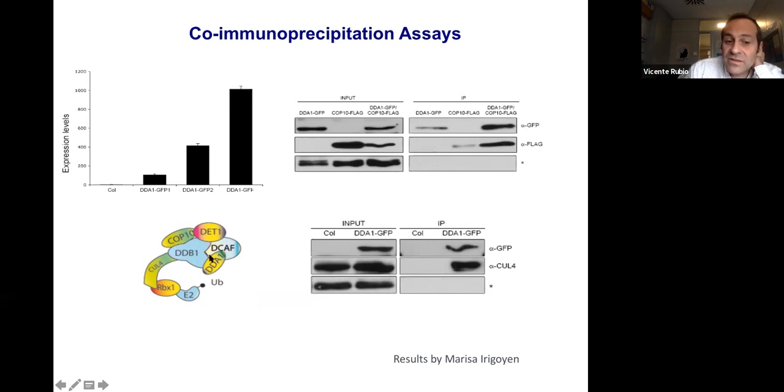So this is nice to test for interactions that are not direct, to test whether two proteins are in the same complex, even though they are not directly interacting with each other. There is association in the same complex. And here we have DDA1 and Calin4, where again there is no physical interaction between DDA1 and Calin4, but they are part of the same complex. In this way, we can confirm interactions obtained by TAP that don't rely on binary interactions.